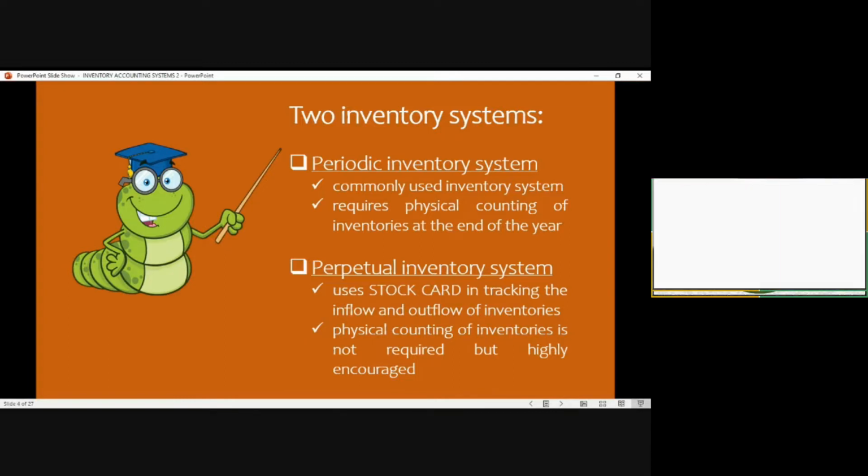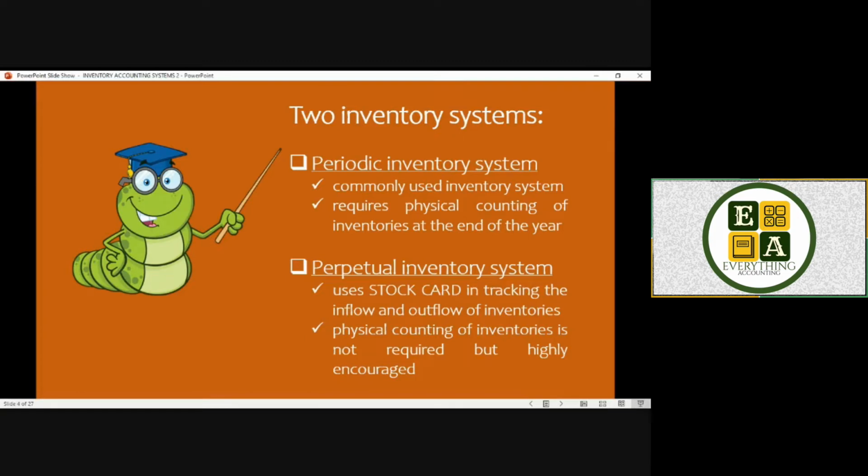Periodic inventory system, commonly used siya na inventory system, and it requires physical counting of inventories at the end of the year. Si periodic inventory system, yung accounting niya, kung ano yung transactions, kailangan mo siya i-record in an account as is lang. So, for example, kung merong purchases, we use the account purchases. Pag may freight in, we have freight in. Okay? Pag merong purchase return, we use purchase return.